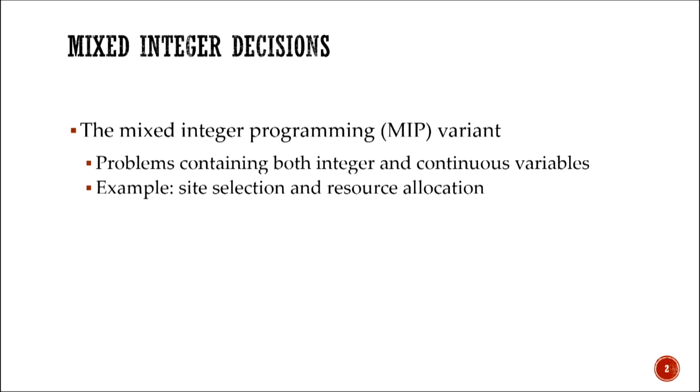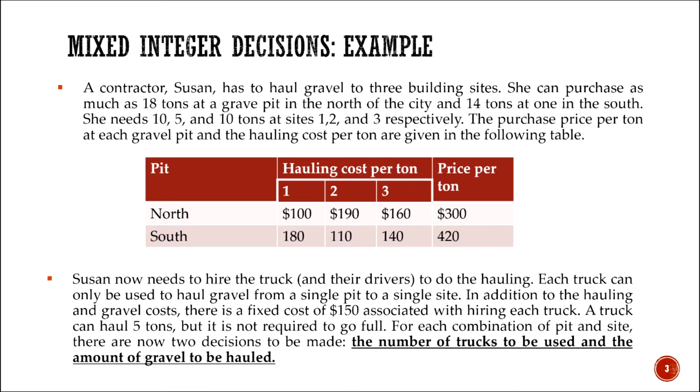One example can be site selection and resource allocation. For resource allocation, we usually deal with continuous variables. But for site selection, we are dealing with a binary situation or integer numbers. We either choose a site or we don't. Now here, we want to formulate a mixed integer problem and solve it in Python.